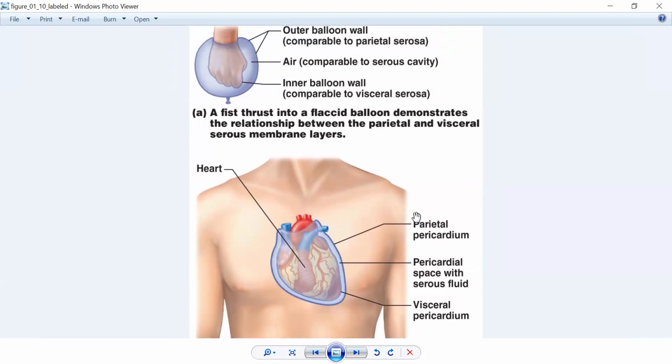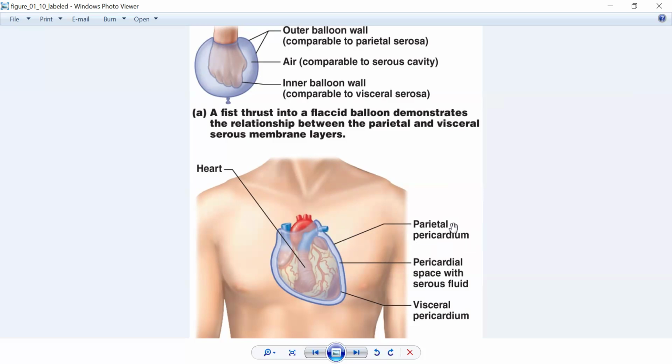So for this membrane, let's say for your heart, imagine your fist in a balloon. The fist represents your heart. Part of the balloon would be touching your fist, and yet part of the balloon is not touching your fist. Similar to these membranes. Part of the membrane touches the organ, and then there's a part of the membrane that does not touch the organ, but lines the cavity housing your organ. Okay? So the membrane itself around the heart is called the pericardium.